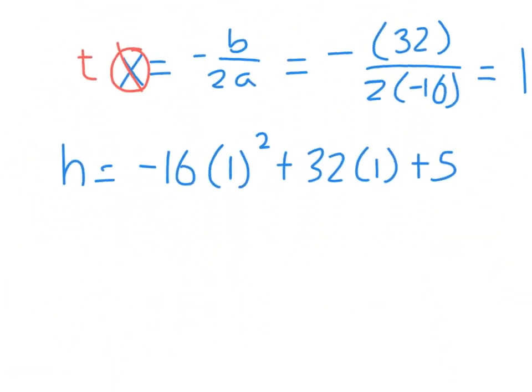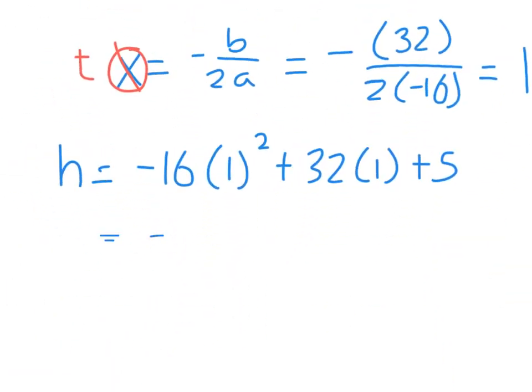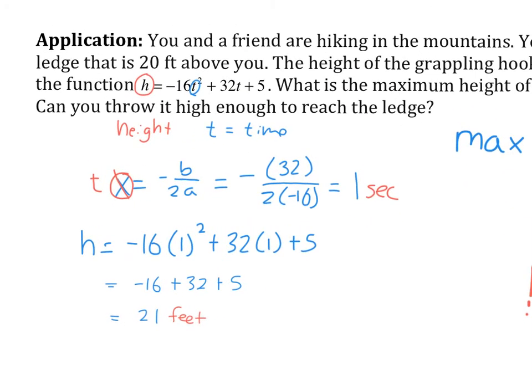All right. Now when we substitute here and simplify, I get negative 16 plus 32 plus 5, and my final result is 21. And more specifically, 21 feet. And what does that mean? Can you throw it high enough to reach the ledge? This is a yes or no question. What's the answer? Yes. The answer is yes. And if asked why, the reason is because after 1 second, this puppy reaches 21 feet. Please don't throw puppies.